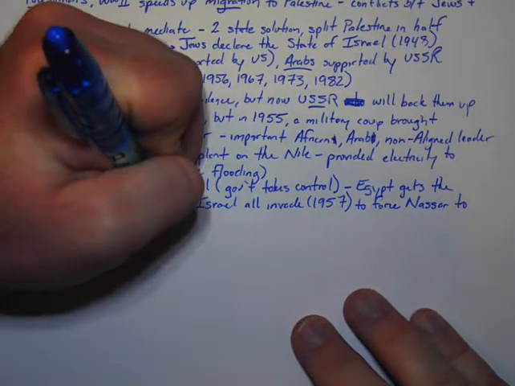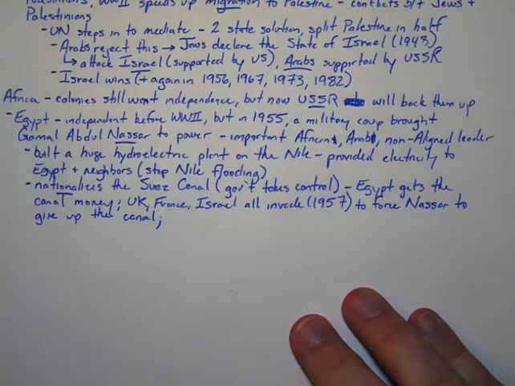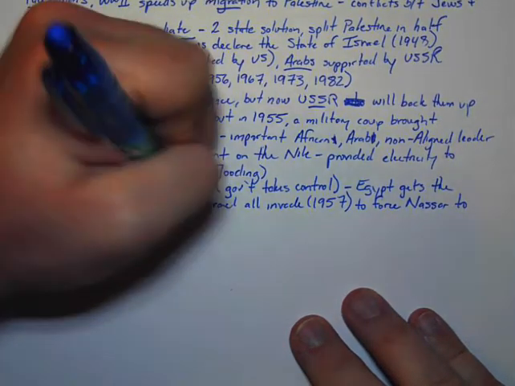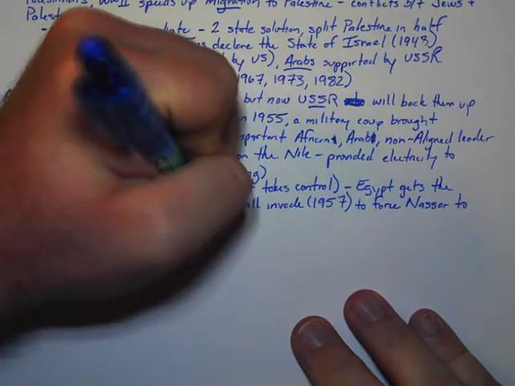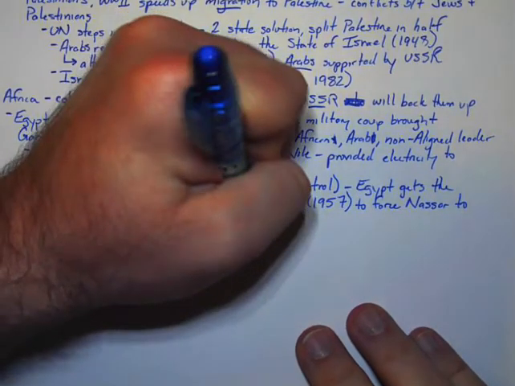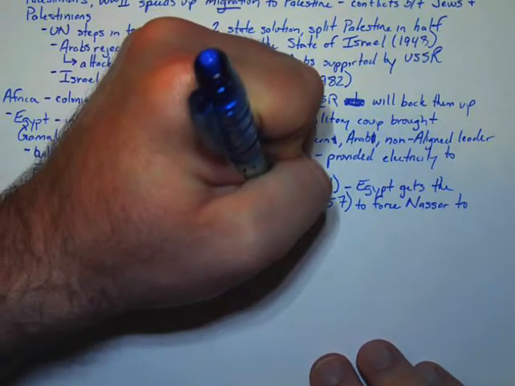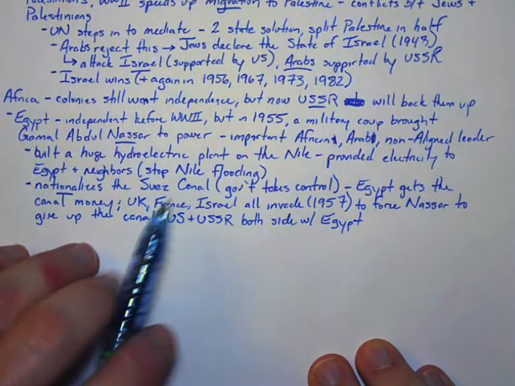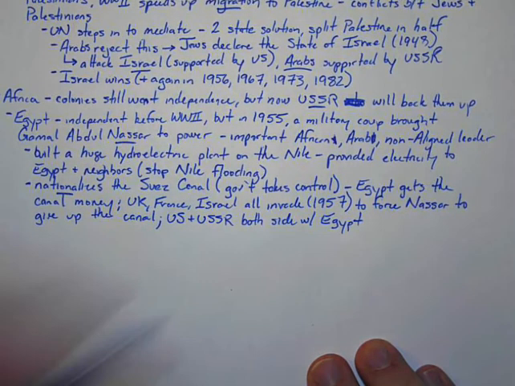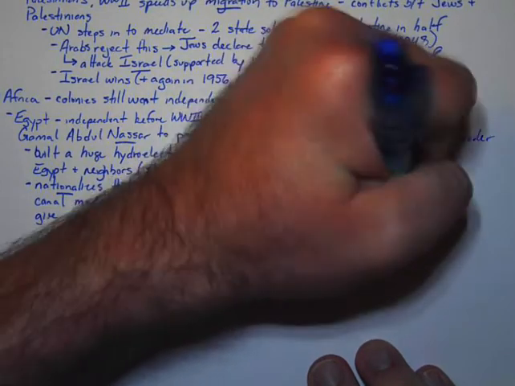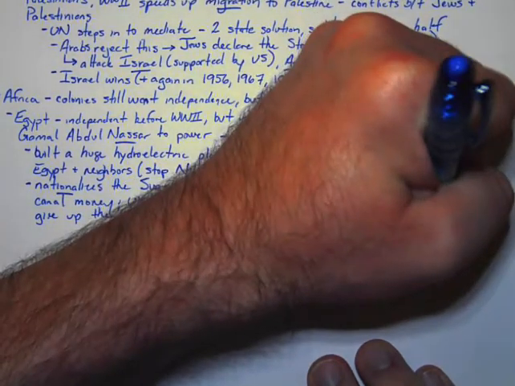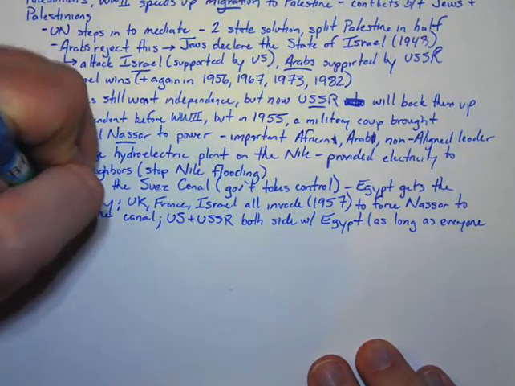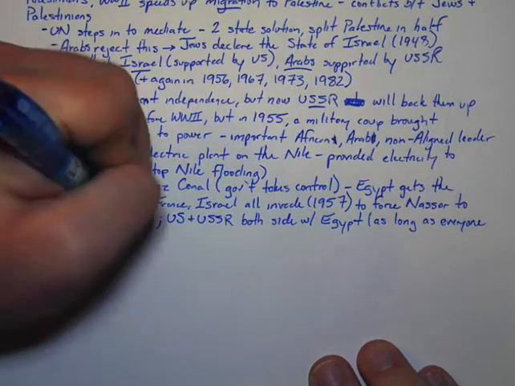And in one of the rare instances in which the United States and the Soviet Union agree, the United States and the Soviet Union both side with Egypt and tell the British, the French, and the Israelis to get out. They side with Egypt as long as everyone has access to the canal.